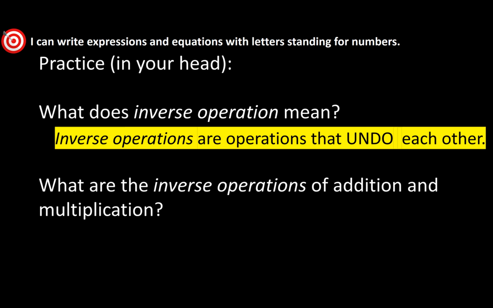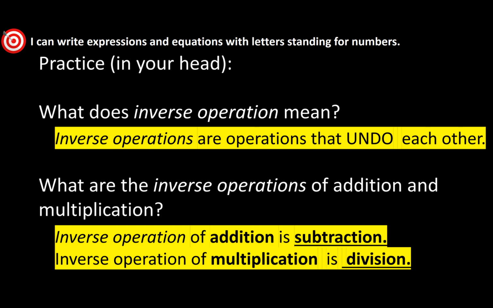All right, what inverse operation means is that it's an operation that undoes something else. Inverse operations are operations that undo each other. Subtraction is the inverse operation of addition, and division is the inverse operation of multiplication. So if you want to undo addition, you would subtract. If you want to undo subtraction, you would add. If you want to undo multiplication, you would divide. And if you want to undo division, you would multiply.